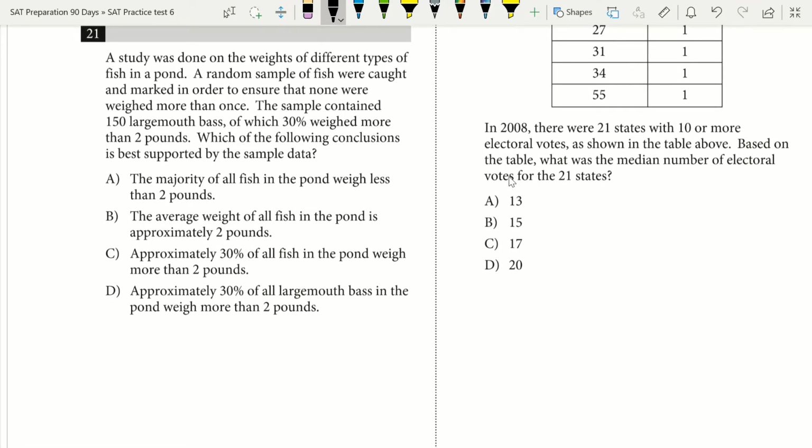Okay, a study was done on the weights of different types of fish in a pond. A random sample of fish were caught and marked in order to ensure none were weighed more than once. The sample contained 150 largemouth bass, of which 30% weighed more than 2 pounds. Which of the following conclusions is best supported by the sample data?